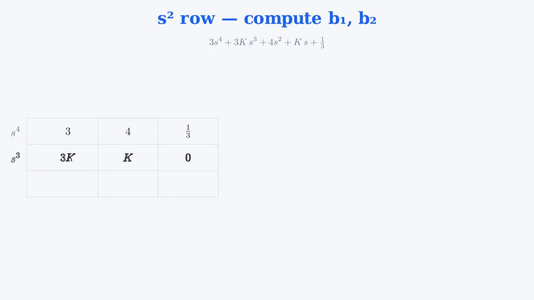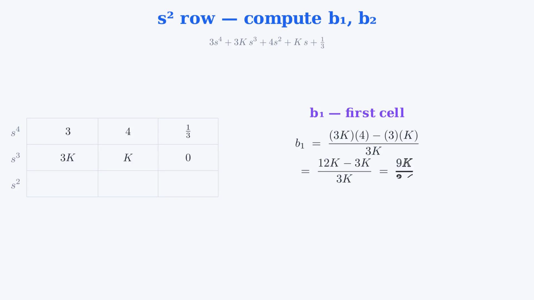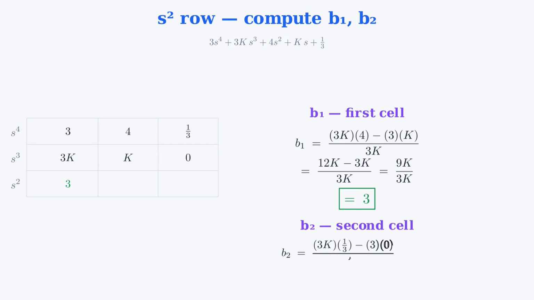The s² row: 2 cells to compute, both built from the first two rows. First cell, call it B1. Take the 2x2 block. Top row, 3 and 4. Bottom row, 3k and k. Cross multiply. 3k times 4 is 12k. 3 times k is 3k. Subtract: 12k minus 3k is 9k. Divide by the leading element of the row above, 3k. 9k divided by 3k is 3. B1 equals 3. The k cancels. The cell is a fixed positive number with no dependence on k.